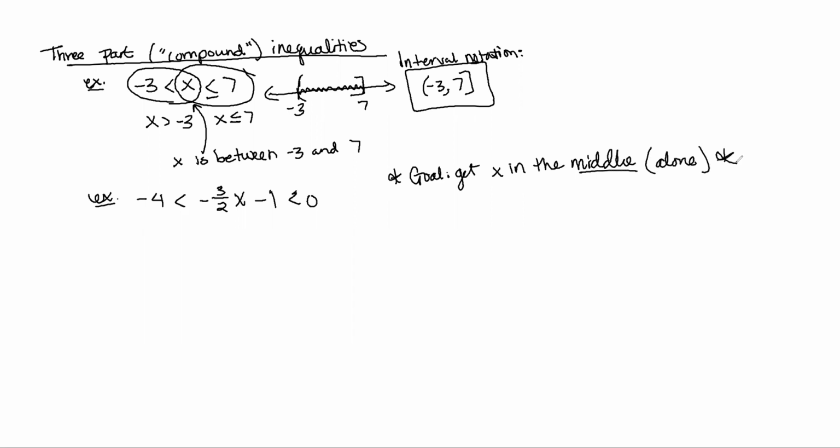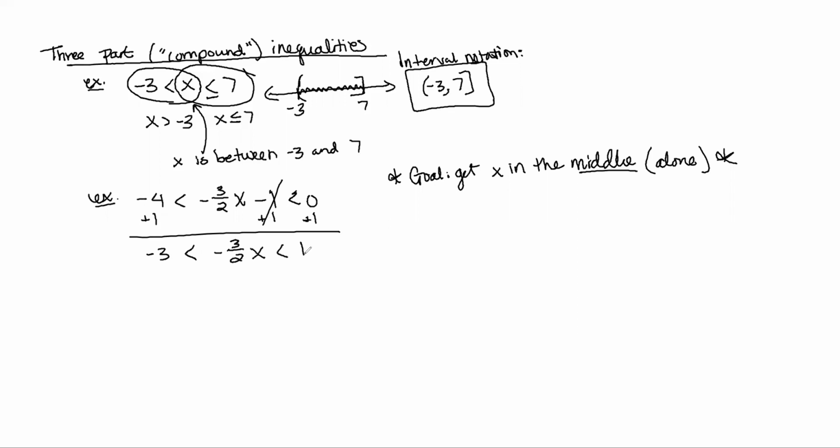So first thing we want to do is, just like we solve a regular equation, we want to get rid of this -1 first. So I'm going to add 1, and now we have 3 parts, so we have to do it 3 times. So to the left, the middle, and the right. The left side becomes -3. Still keep the less than -3 over 2x. These cancel, less than 1.